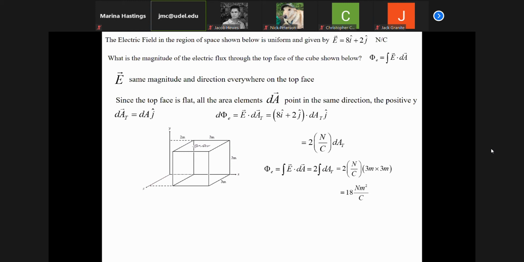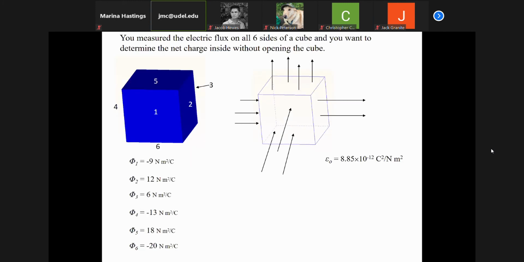Any more questions? I need to move on here. I got a lot of examples to do. Let's just move on to this next one. You have seen this one. So let's say you have an electrofluxometer, and you were able to measure the electric flux on all 6 sides of a cube. You want to know, what is the net charge inside this cube without opening it up.